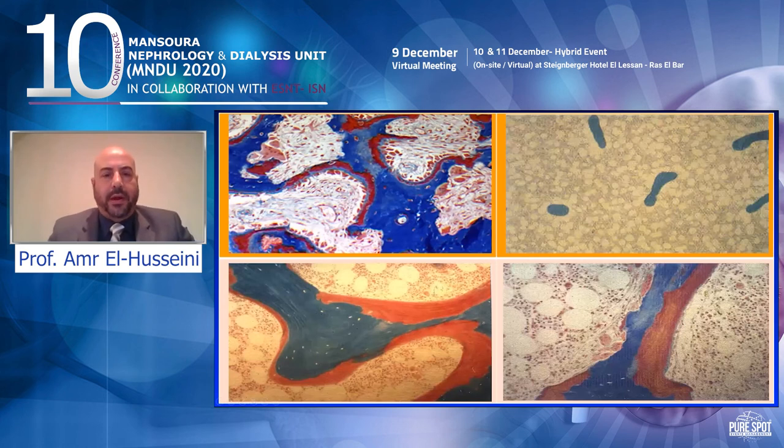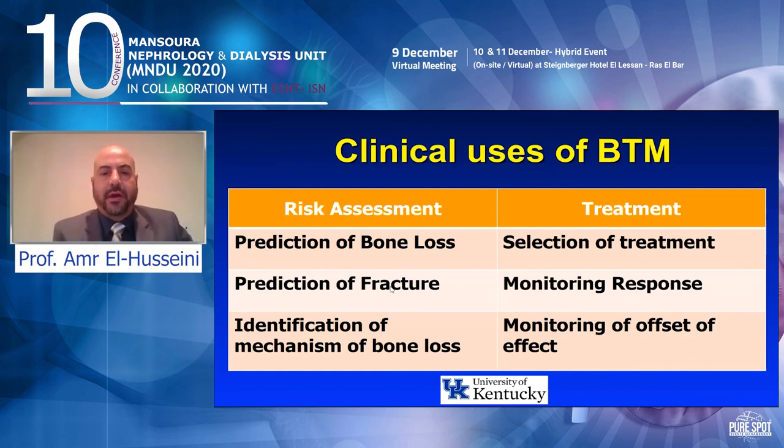Using the bone turnover marker, the major advantage is that it identifies the mechanism of bone loss. Is it low or high turnover bone disease? Then it predicts bone loss and fracture in our CKD patient. Also, it helps to select the treatment. Are we going to treat the high bone turnover with anti-resorptive agents, or are we dealing with a low bone formation rate and we need to use osteoanabolic agents? Also to monitor the response to treatment, because just waiting a year or two to repeat the DEXA scan might be too late. If the pathology is not improving, the patient will have significant bone loss. Also to monitor the patient's offset of the treatment: after stopping the treatment, how does the patient do?